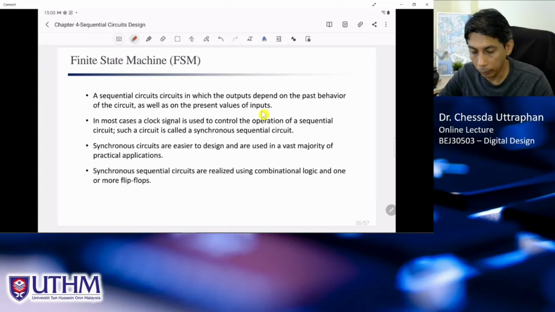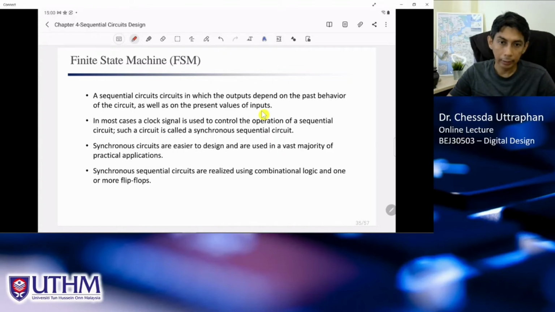Before this, in chapter 3, we learned about the combinational circuit, where the output only depends on the input. It means that whenever one of the inputs changes, the output will automatically change, depending on the specification of the circuit. So for example, a two-input OR gate or a two-input AND gate. Whenever one of the inputs changes, it will immediately affect the output. So that is a combinational circuit.